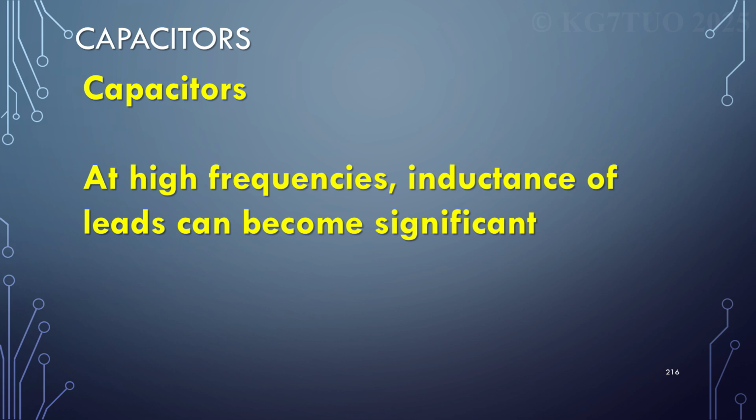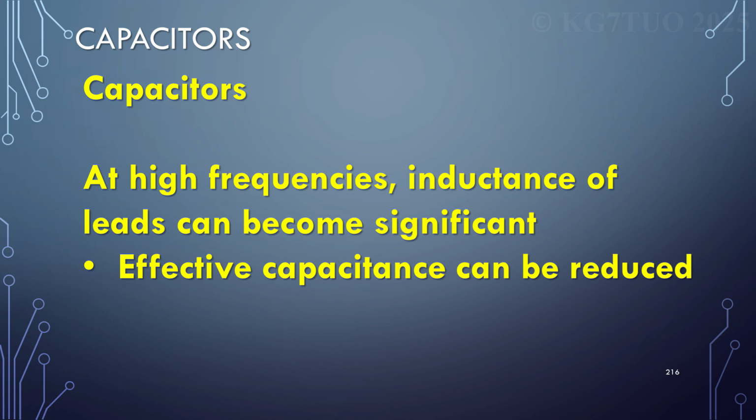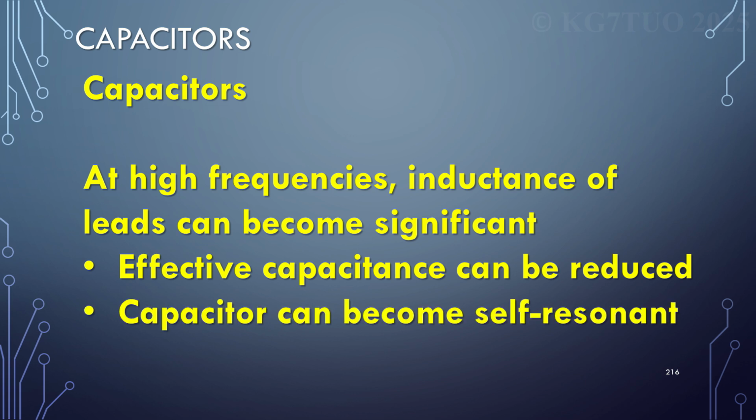Capacitors at high frequencies, the inductance of the leads can become significant. So inductance is something that can be used to our advantage or it can get in our way. That's something you need to be aware of, and it's on the test. High frequencies, the inductance of leads can become significant. So that's the wires going to it, okay? So you want your leads to be short. Effective capacitance can be reduced. The capacitor can become self-resonant, just like an inductor can become self-resonant, right? Self-resonant means that the inductance and the capacitance will cancel each other out and we have less resistance.